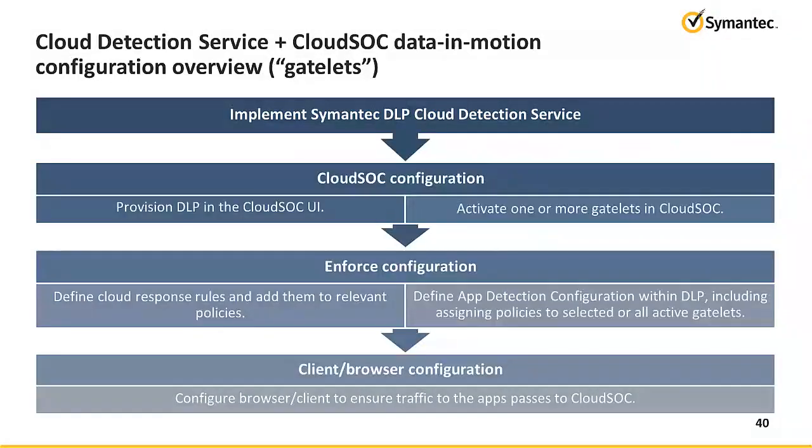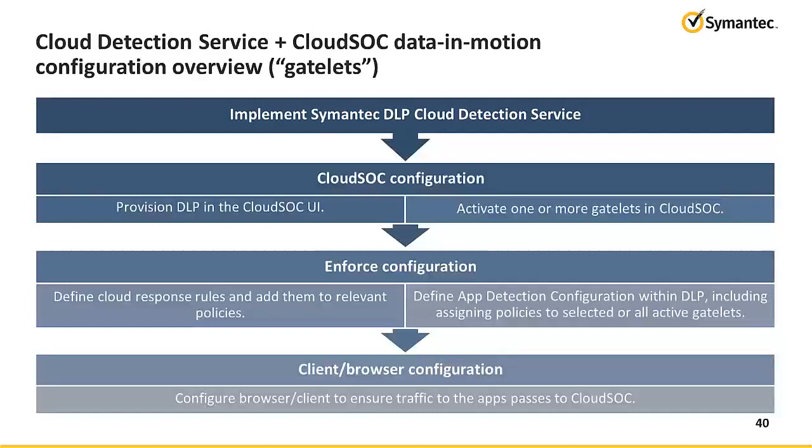This diagram shows the four main areas for setting up a cloud detection environment: implementing Symantec DLP Cloud Detection Service, configuring Enforce, and then configuring the client-side browsers to ensure that web traffic to all cloud apps passes to CloudSOC. In order to create policies that apply to CloudSOC, the system must have both a license for CloudSOC and a license for Cloud Detection Service.